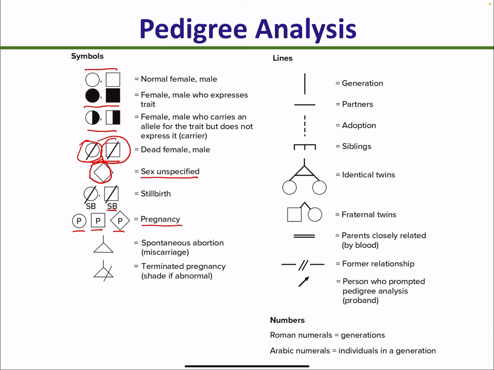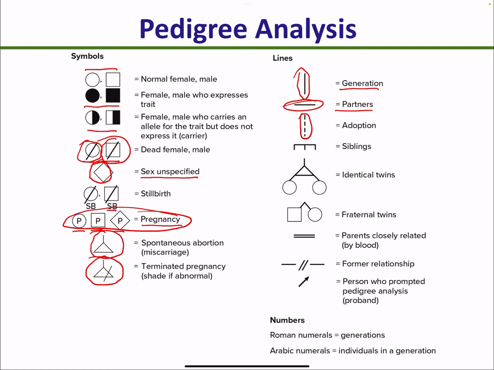Spontaneous abortion or miscarriage is represented like this, while terminated pregnancy is represented like this. Now, quite frankly, most of the pedigrees are going to show you the progeny, right? Is that progeny affected, unaffected, carrier, non-carriers? Now, the vertical lines are going to mean generation. Horizontal lines are going to mean partners.